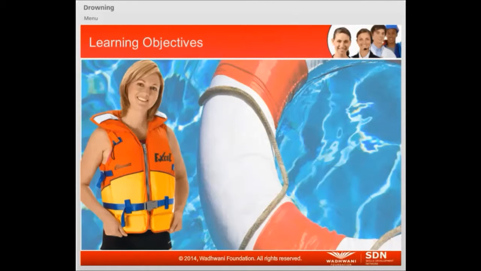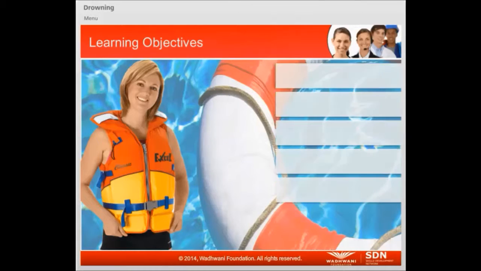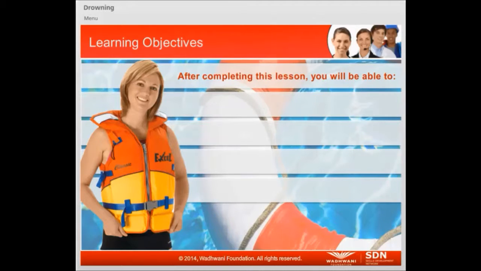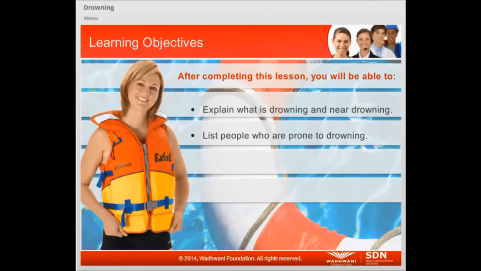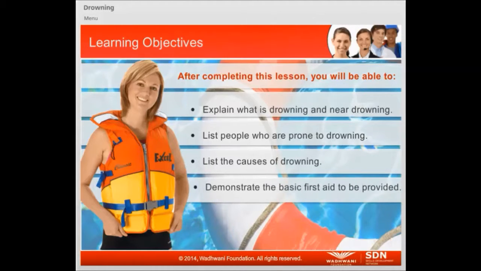Let's take a look at the key learning objectives of this lesson. After completing this lesson, you will be able to explain what is drowning and near drowning, list people who are prone to drowning, list the causes of drowning, and demonstrate the basic first aid to be provided to victims of drowning.